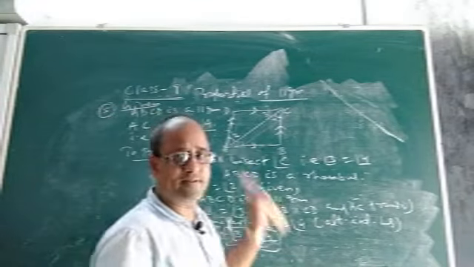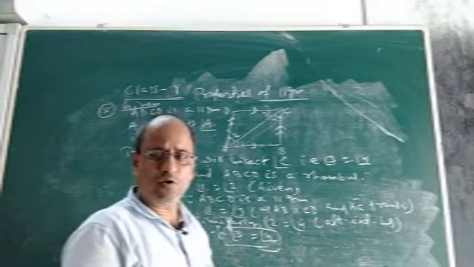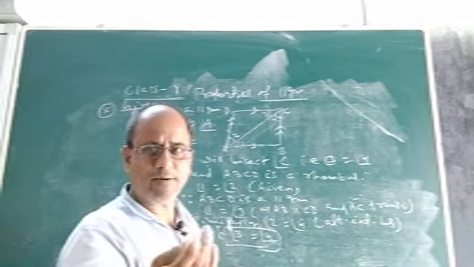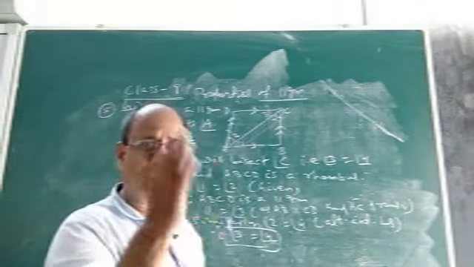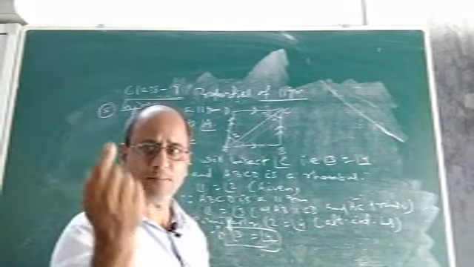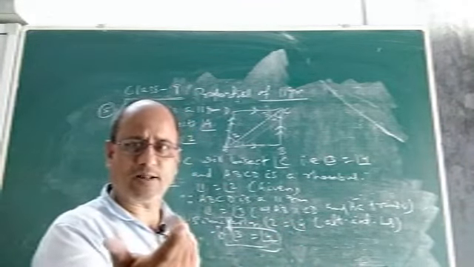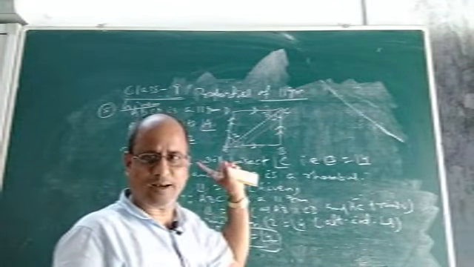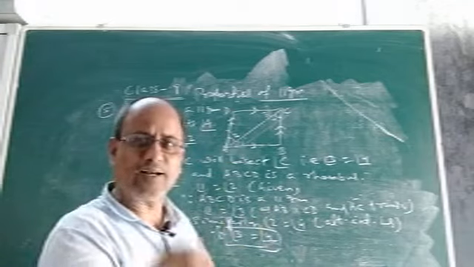How to prove that ABCD is a rhombus? Children, in order to prove a quadrilateral is a rhombus, what is a rhombus? A rhombus is a parallelogram with one pair of adjacent sides equal. If a parallelogram has one pair of adjacent sides equal, then only it is called a rhombus. In this question, we are already given that ABCD is a parallelogram. We just want to show that it is a rhombus.